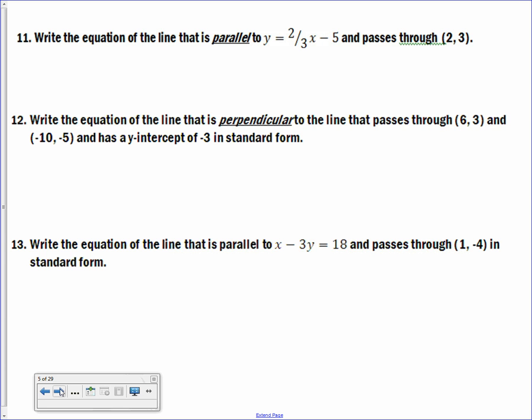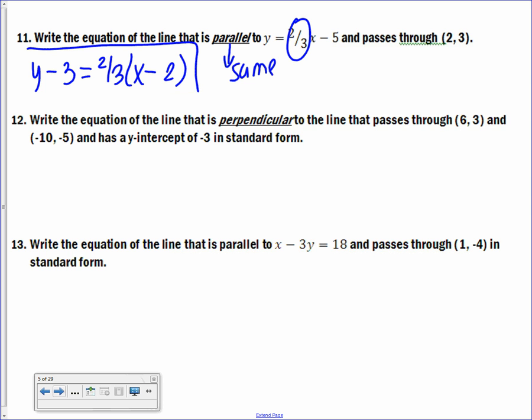Number 11, write the equation of the line that's parallel, okay, and passes through 2, 3. So parallel lines have the same slope. Again, maybe this is information that you need for your note card. Okay, parallel and perpendicular, how are they related? So I know my slope is 2/3, and I have the ordered pair 2, 3, which means I'm using point slope form. So I'm going to say y minus my y coordinate, which is 3, equals my slope, which is 2/3, and then x minus my x coordinate, which is x minus 2. This one does not say standard form, so then you can just leave it like that. Okay, so that's kind of nice. We'll be done there.